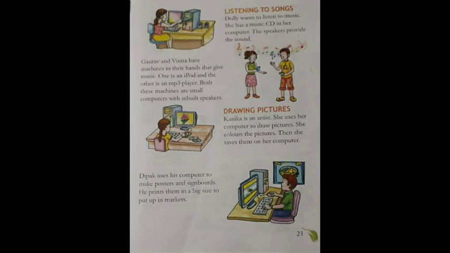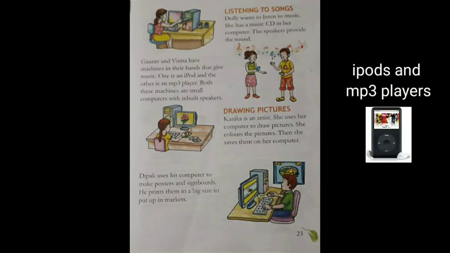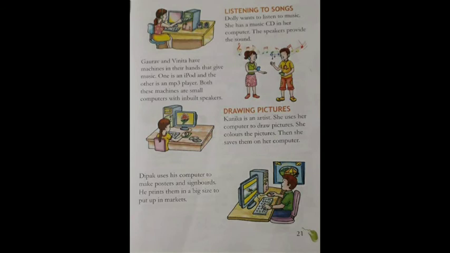In the picture, you can see a boy and a girl. They are Gaurav and Binita. Gaurav and Binita have machines in their hands that give music. What are the machines that they have in their hand? They have an iPod and an MP3 player. Both these machines are small computers with inbuilt speakers. Do you know that the mobile phone is also a small computer? We can do all the things that we do using a computer in a mobile phone.